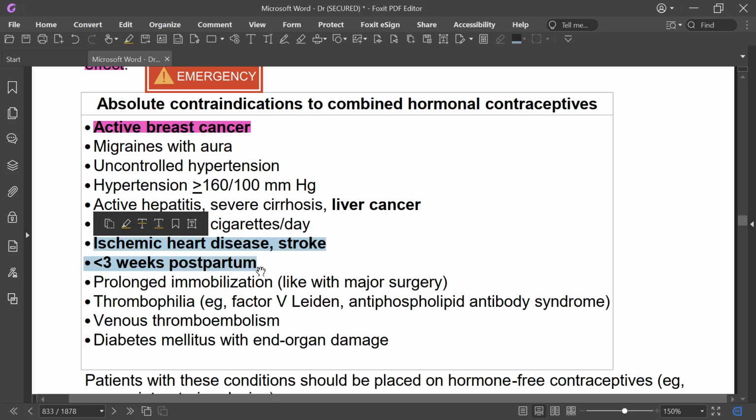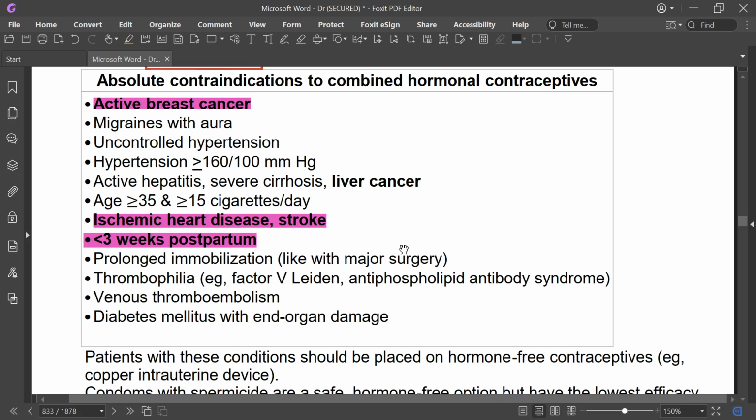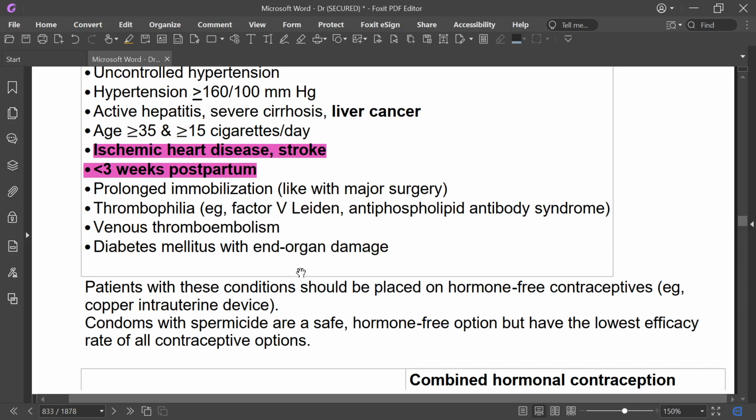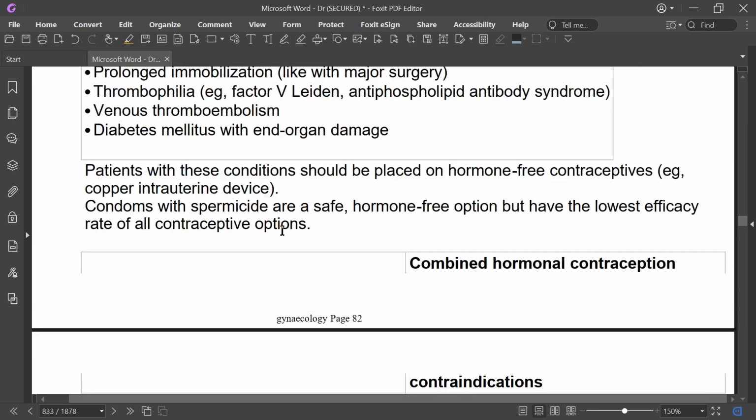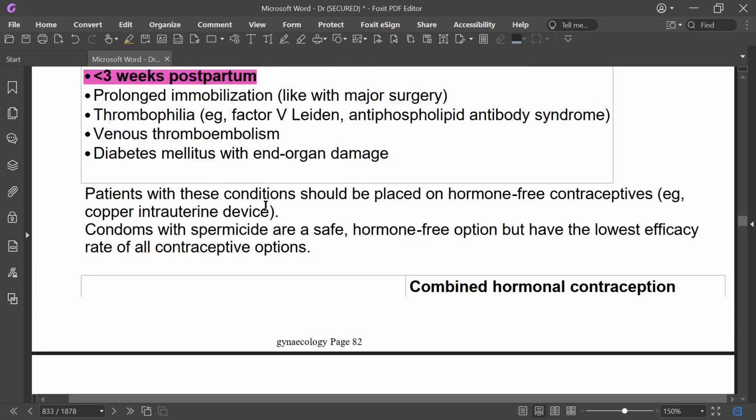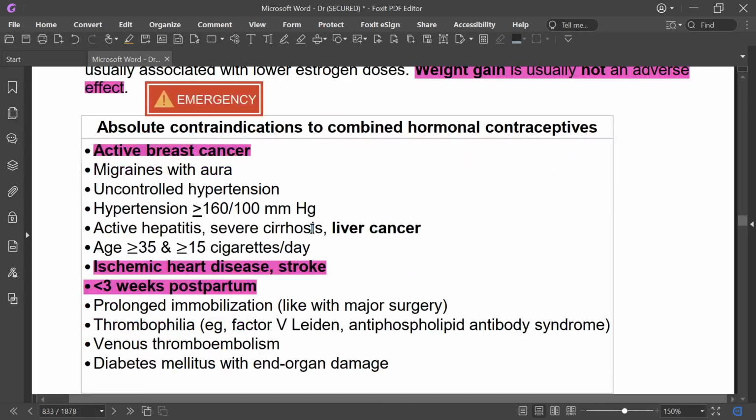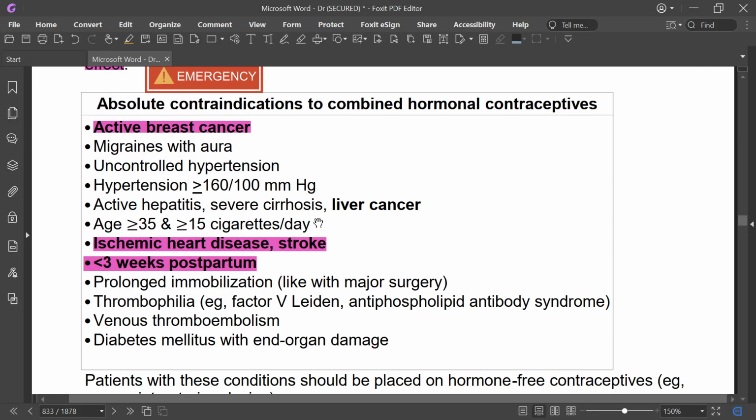than 3 weeks of postpartum, prolonged immobilization like with major surgery, thrombophilia, factor V Leiden, antiphospholipid antibody syndrome, venous thromboembolism, and diabetes mellitus with end organ damage. So these are the emergency side effects. This is the emergency box about absolute contraindications of the OCP.